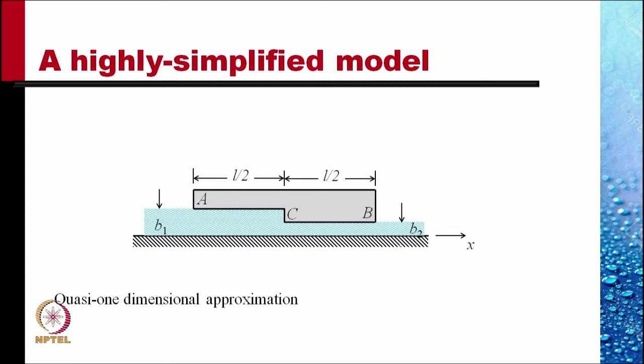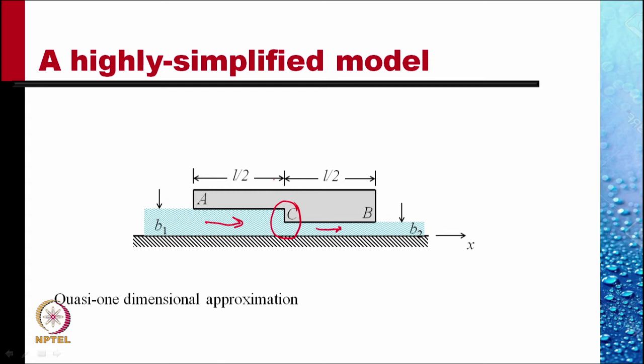This is a quasi one-dimensional approximation. We assume the flow through each channel to be one-dimensional. Obviously, at the center, the assumption would break down and this would be quite complex. If the length L is much larger than the width B, then this approximation could work.